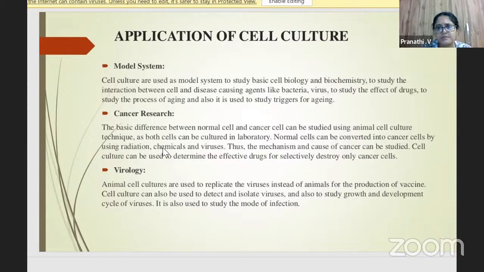So cancer mechanism can be studied, and then at the same time, drug delivery systems. What is the drug that can actually work upon it can be studied, and at the same time, virology. Virology is a huge topic right now, and animal cell cultures are used to replicate the viruses. In fact, you can see the study of vaccines.